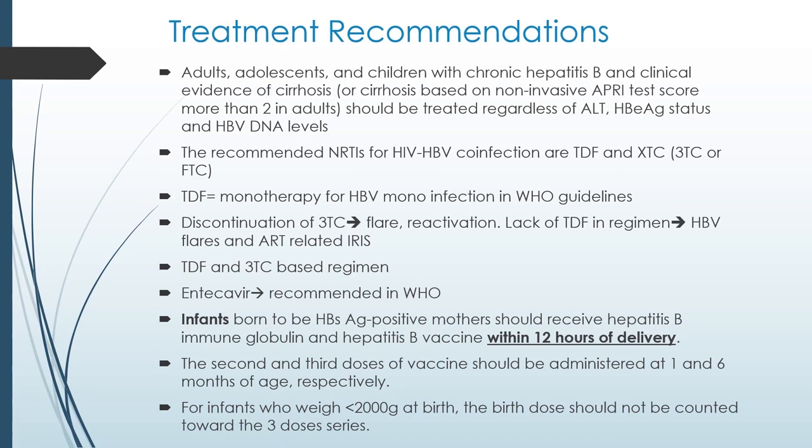The second and third doses of vaccine are dependent on the weight of the infant. In an infant who is low birth weight, the birth dose should not be counted over the 3-dose series. In infants who are more than 2 kg of weight, the second and third doses of vaccine should be administered at 1 and 6 months of age, and the initial dose given at birth is counted in the series.